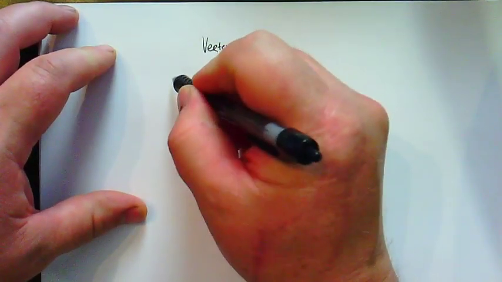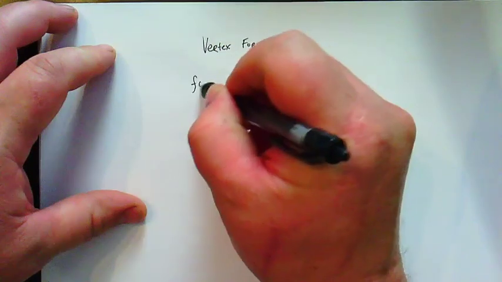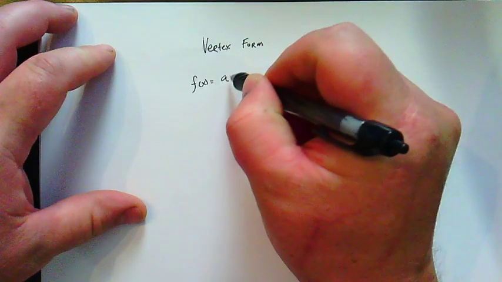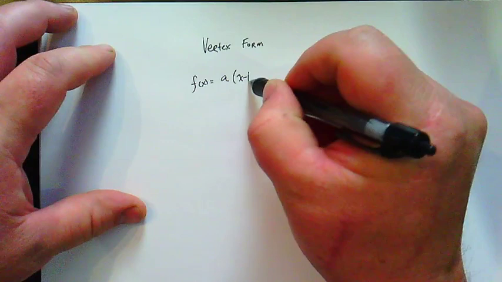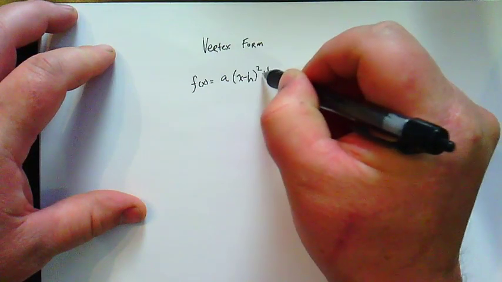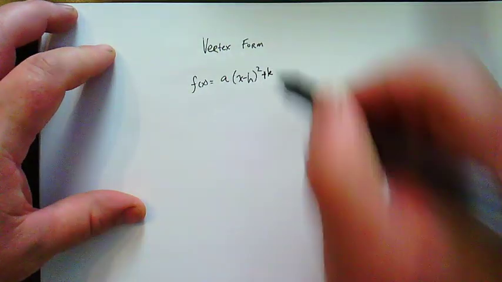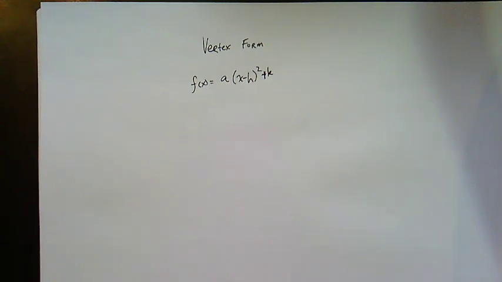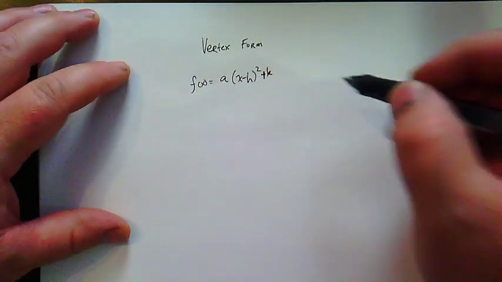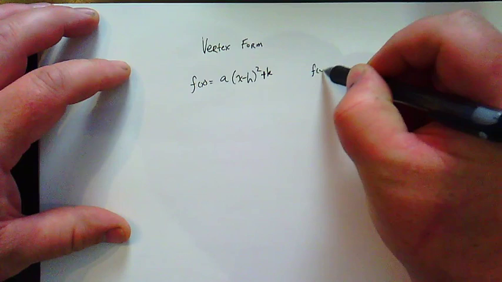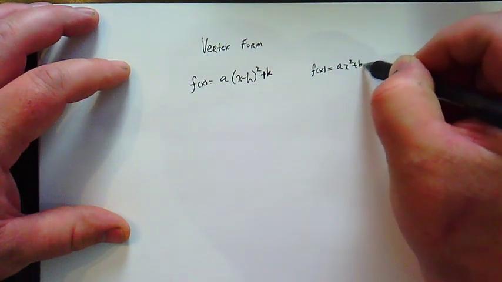It's a way to write a quadratic equation. So, for example, here's one right here. f of x equals, this is the generic, right? a times (x minus h) squared plus k, right? And yeah, so that's vertex form. Standard form is f of x equals ax squared plus bx plus c.